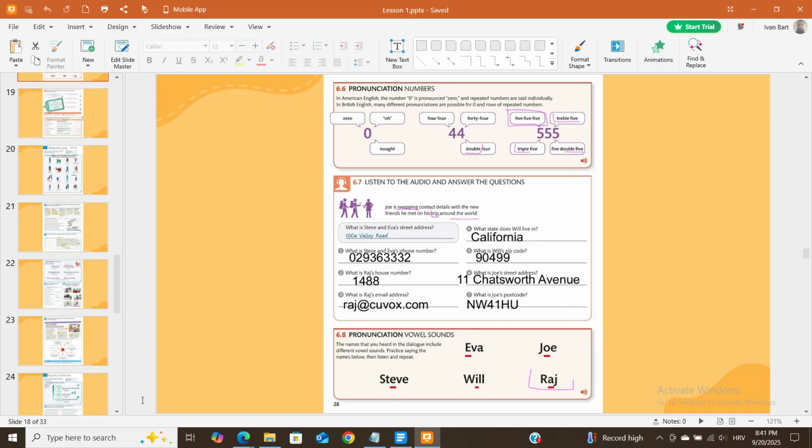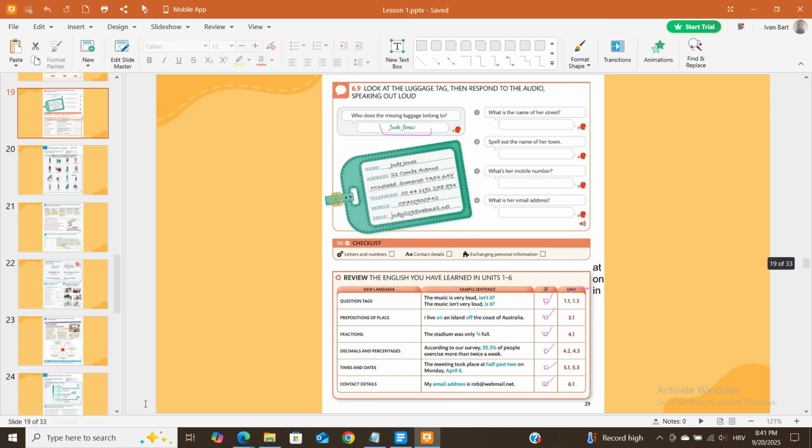6.9 Look at the luggage tag, then respond to the audio, speaking out loud. What is the name of her street? Who does the missing luggage belong to? Jude Jones. Spell out the name of her town. Name: Jude Jones. Address: 21 Coombe Avenue, Minehead, Somerset TA24 6AY.